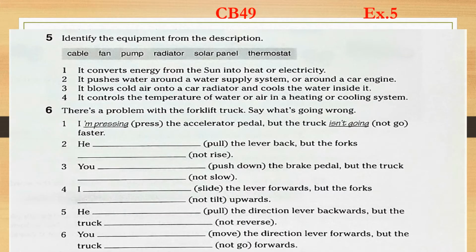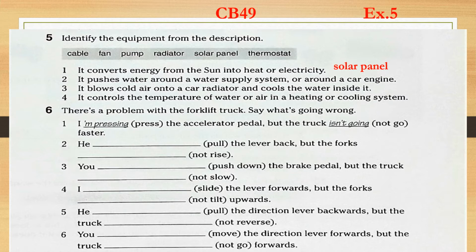Now let's start looking at exercise 5, page 49. Identify the equipment from the description. We have six equipment: cable, fan, pump, radiator, solar panel, thermostat. Let's look at number one. It converts energy from the sun into heat or electricity. And of course, this is the solar panel.